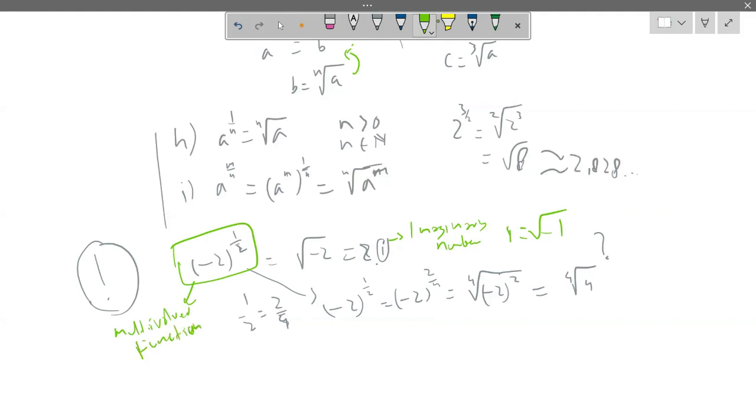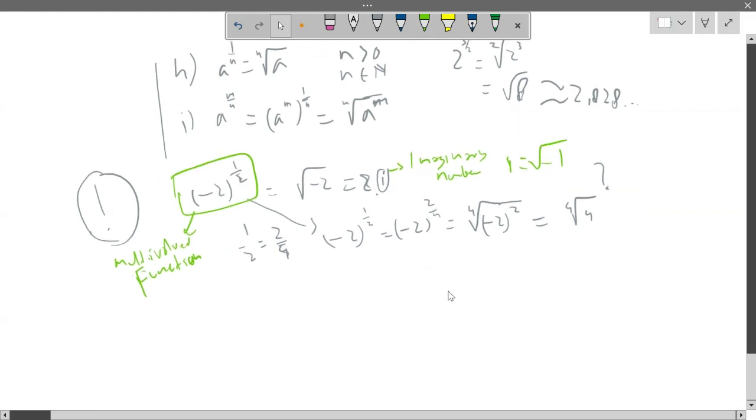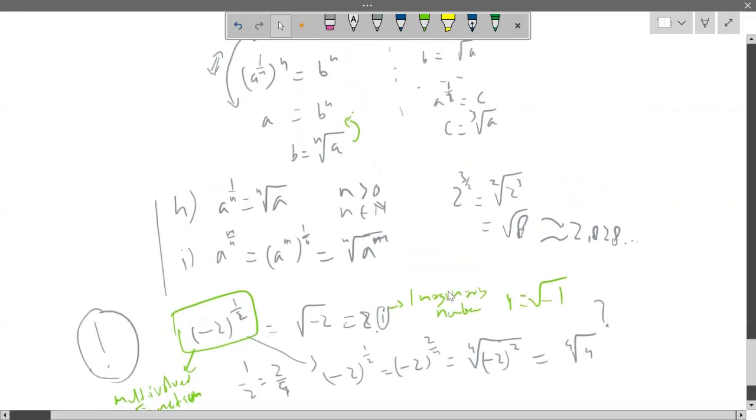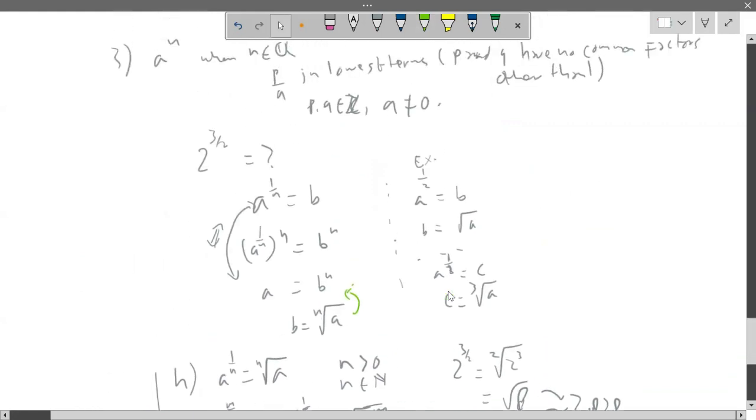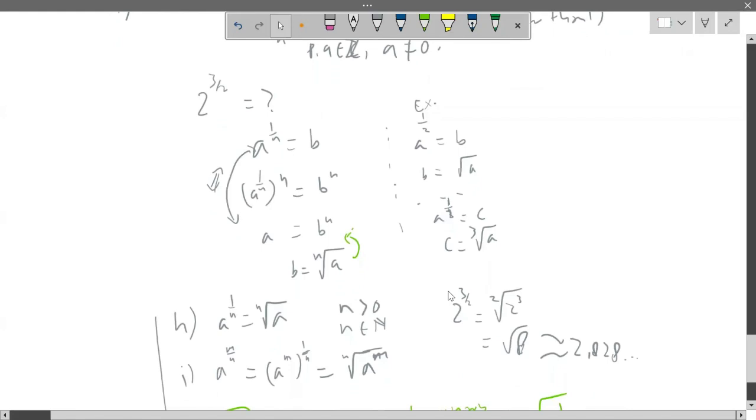That said, in most high school applications, we don't deal too much with negative bases mixed with rational numbers as the power because of this. There's a little bit of a warning here, just in case you noticed, or in case you have a question.